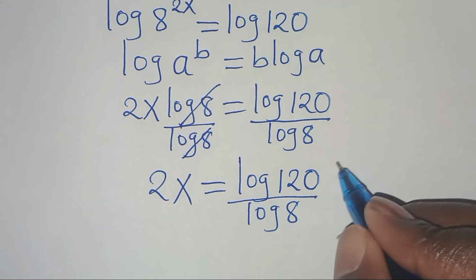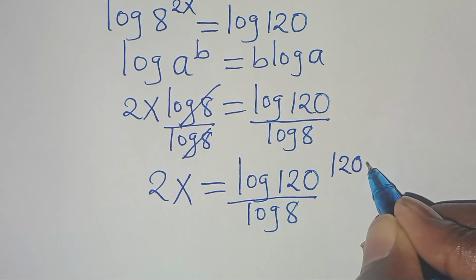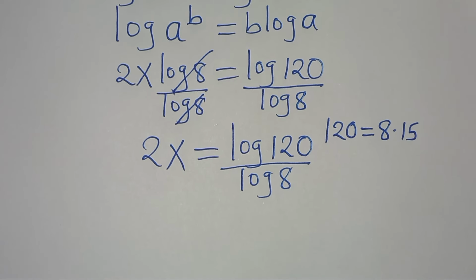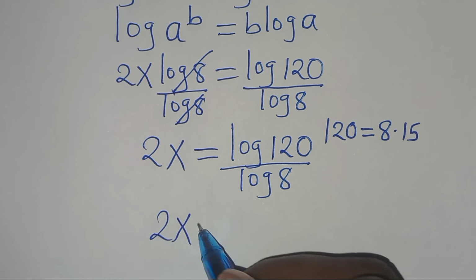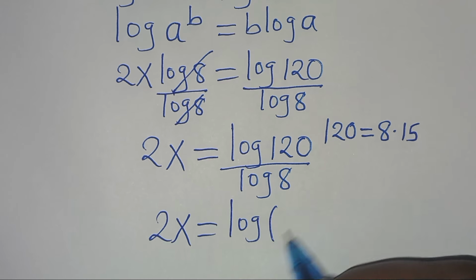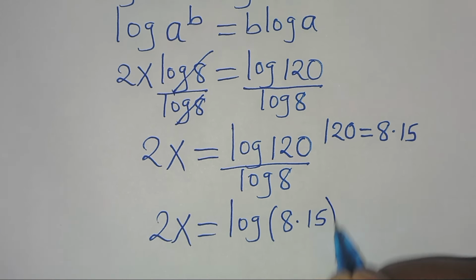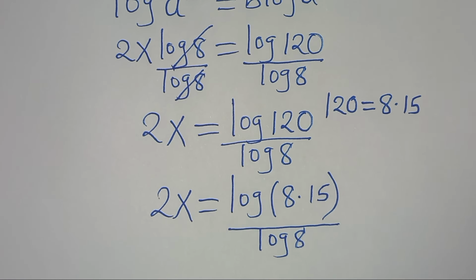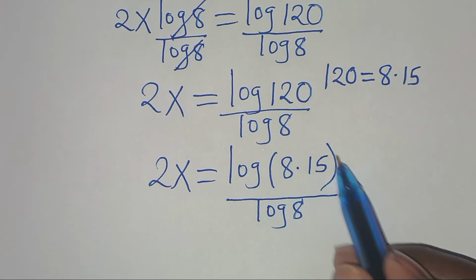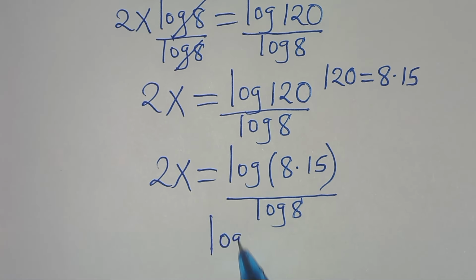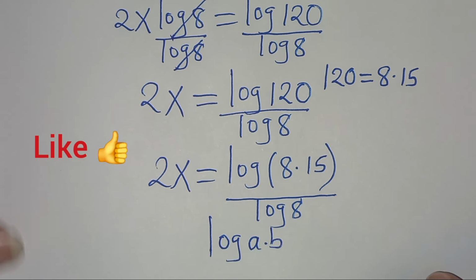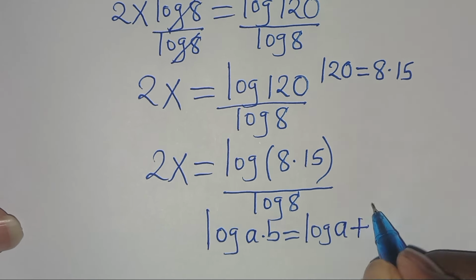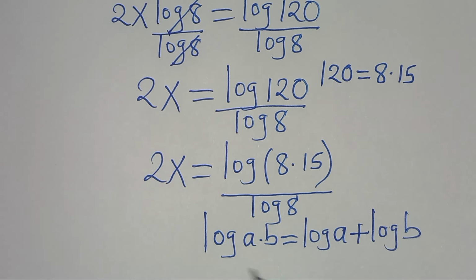So the next step is that we can express 120. This is the same thing as 8 multiplied by 15. So we have 2x. This is equal to log 8 multiplied by 15, everything here divided by log 8. And we have that log 8 times 15. This is actually in the form of log a multiplied by b, which we can express as log a plus log b.